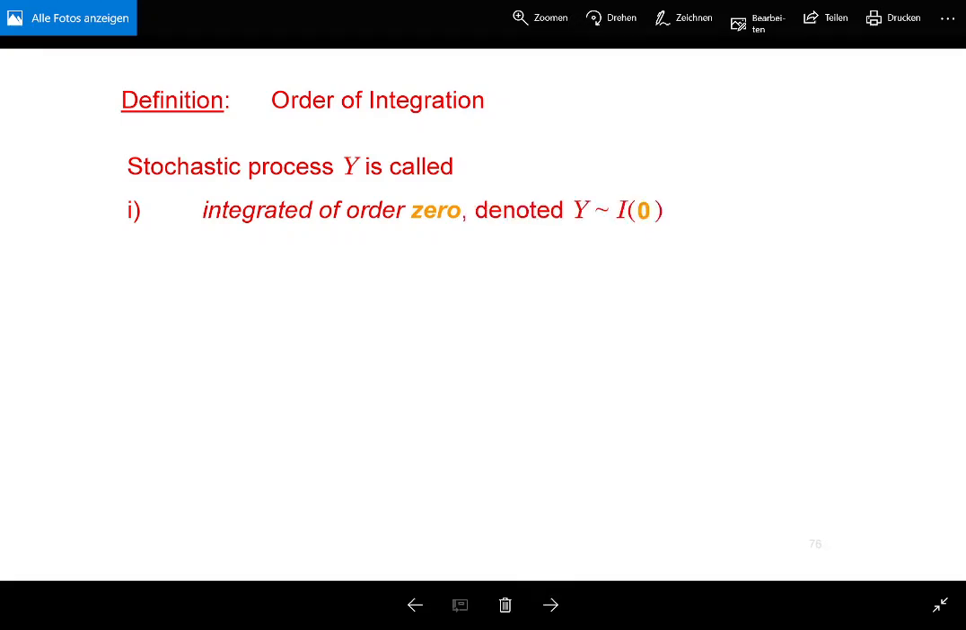So the order of integration is 0 if, and it means that the process is stationary. So you already have to have a stationary process to be integrated of order 0, but just because a process is stationary doesn't necessarily mean that it's going to be integrated of order 0, because it can also be over differentiated.